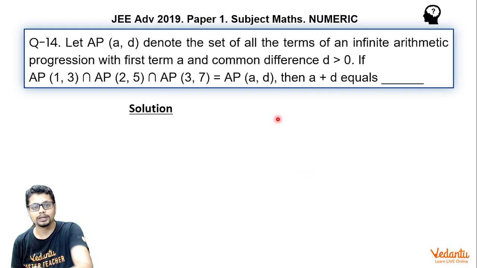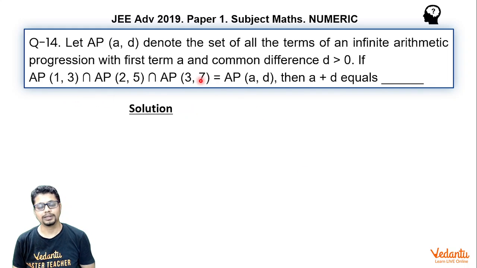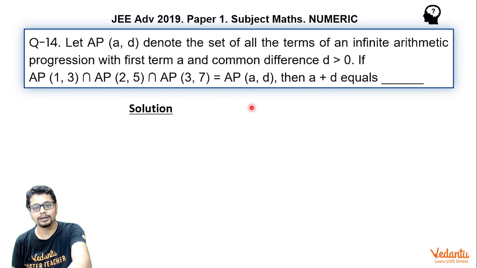So essentially, there are three sets which are respectively APs with respective first terms and common differences, the intersection of which will also turn out to be an AP with common difference d and first term a. So we are looking for a and d.